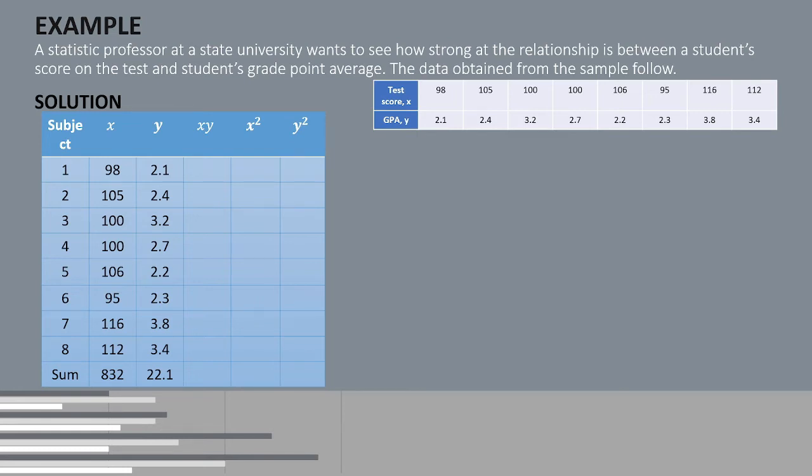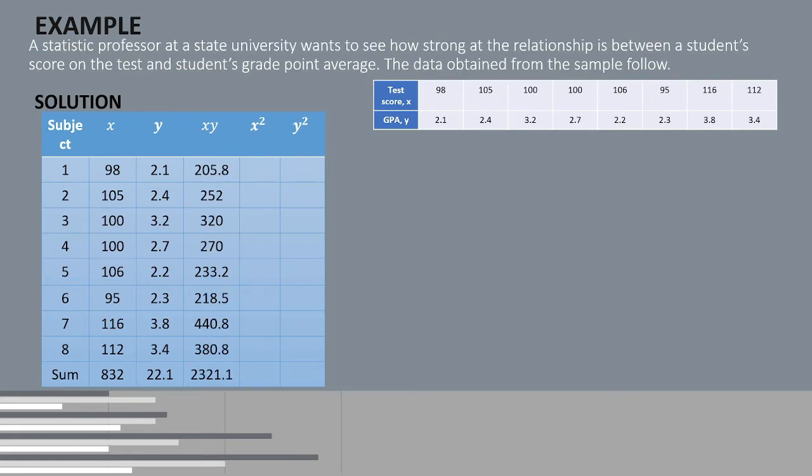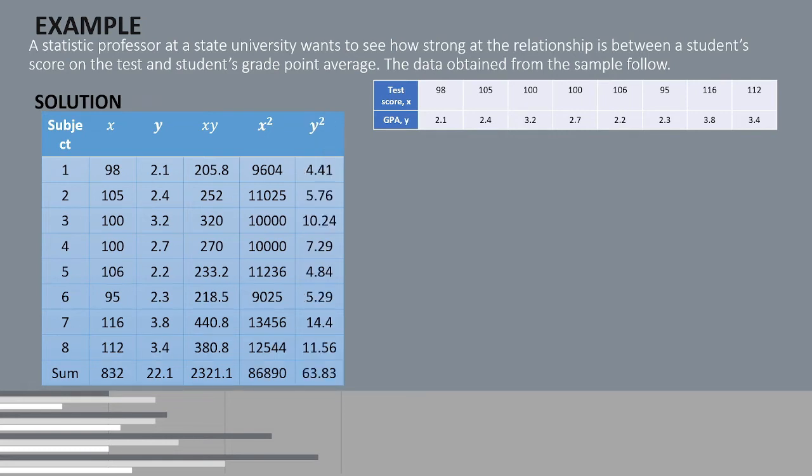xy will be 98 multiplied by 2.1, which will be 205.8, and it follows. And for x squared, we just multiply 98 times itself. It will be 9604, and it follows. And for y squared, we just multiply 2.1 by itself, and it will become 4.41, and it follows. And according to our formulas, first we will use this formula.